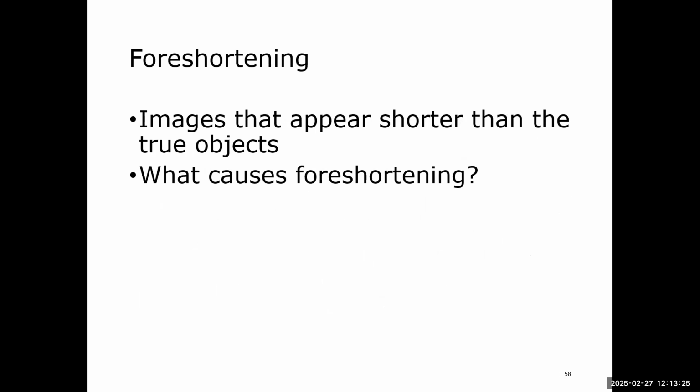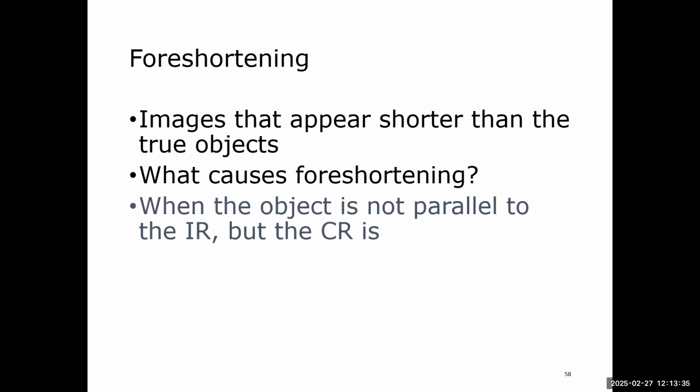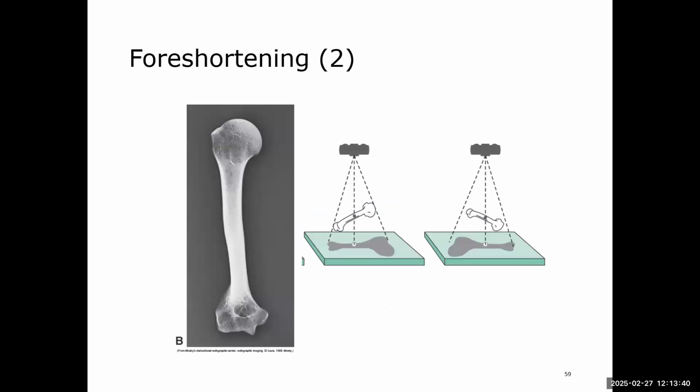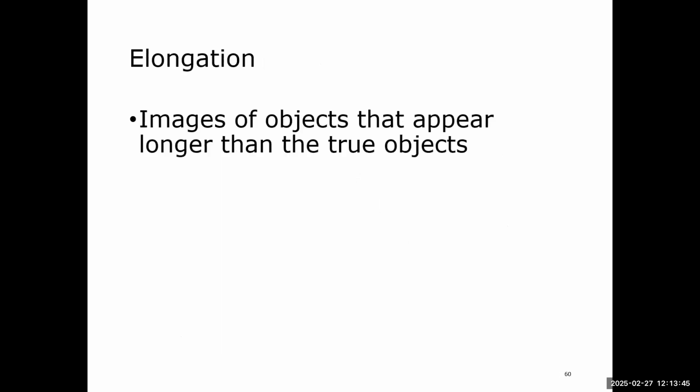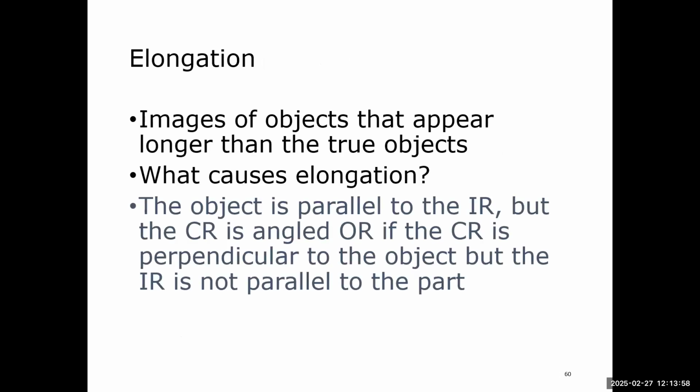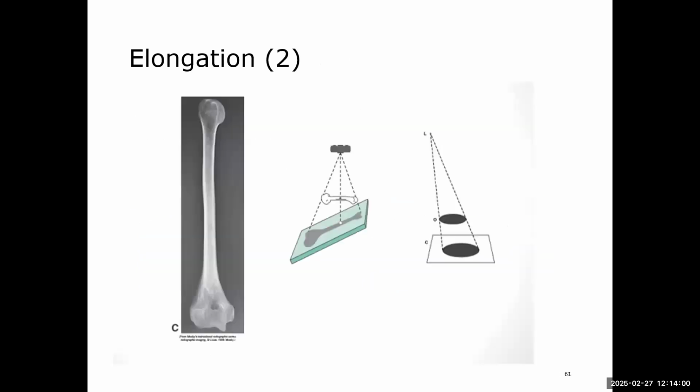Foreshortening is created how? By angulation of what? The part, the part. That's how you get foreshortening, when the object is not parallel to the IR, but the central ray is. So again, foreshortening just means that the image looks shorter than the object actually is. What about elongation? That is when images look longer than they actually are. So how's that created? Angulation of the central ray or of the IR. Yeah, both of those will give you elongation.